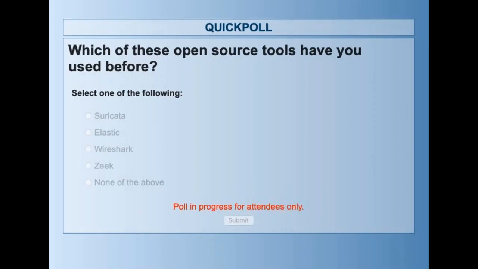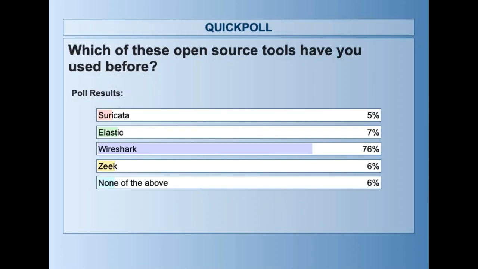All right, let's close the poll. Okay, let's see here. We have got poll results.